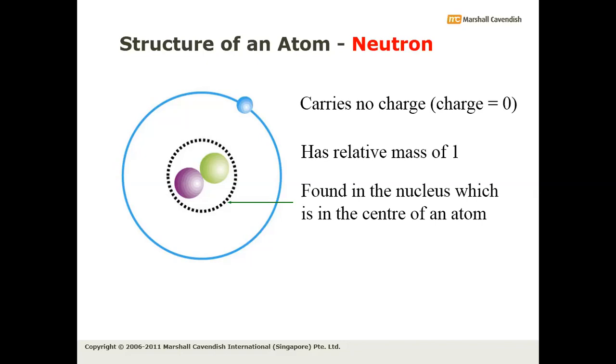So it carries no charge. It is found in the nucleus, in the center of the atom. It is a heavier particle, and it is represented by the symbol n. In some books, it is written as n raised to the power 0. 0 means no charge.